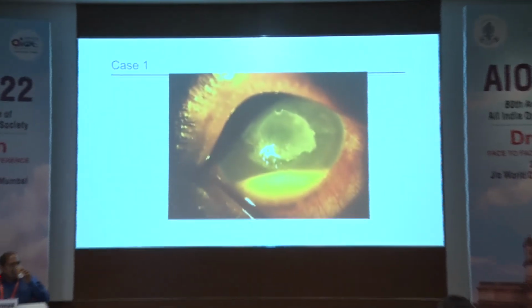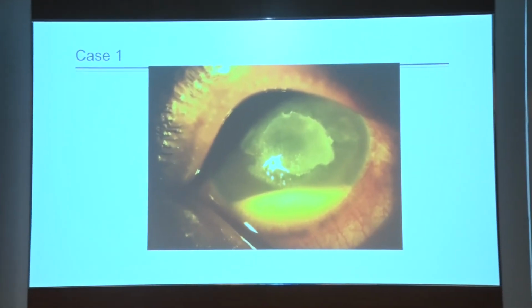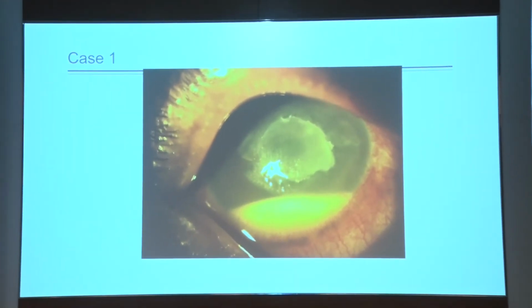Good morning, everyone. Thank you, sir, for the very kind introduction. My topic is Cornea X files. So it'll be just a case-based scenario. I think we have a packed hall, so it would have been nice if it had been an interactive session, but for want of time, I think we have to rush. So I'll start off with a very common case.